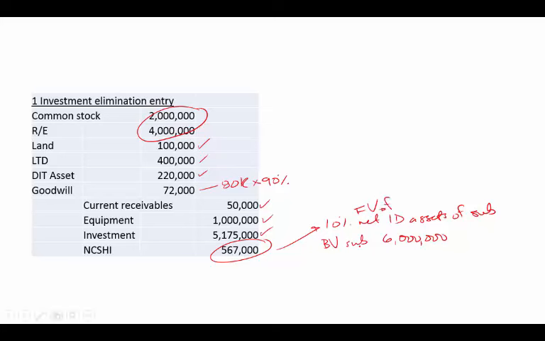So starting with book value, to get to fair value, we can take our net fair value increments, net of the DIT, which we calculated in our goodwill schedule to be $330,000 lower than book value. So that brings us out to $5,670,000 to give us the fair value of the net identifiable assets of the sub, and 10% of that goes to NICSHI. So $567,000 is our valuation of NICSHI for parent on parent's consolidated financial statements at the date of acquisition.